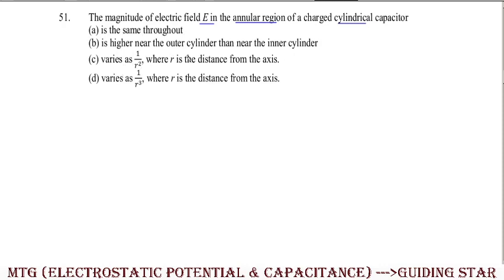Where it is 1 by r square, where r is distance from the axis, and where it is 1 by r cube, where r is distance from the axis. So I think there must be one option we have to correct. Clear? Because I think here either we have to correct C or D. Okay, we'll check whether we have to correct or not.